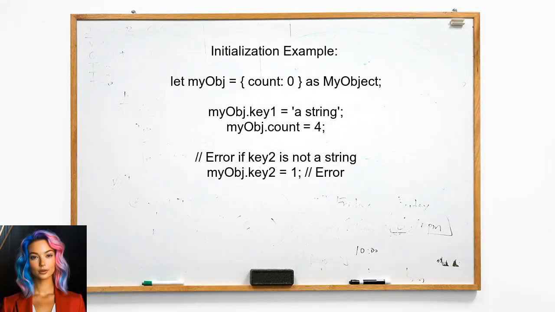In this method, you initialize your object with the type assertion. This allows you to add properties as expected while still enforcing that count is a number. However, be cautious as using error suppression can be risky.